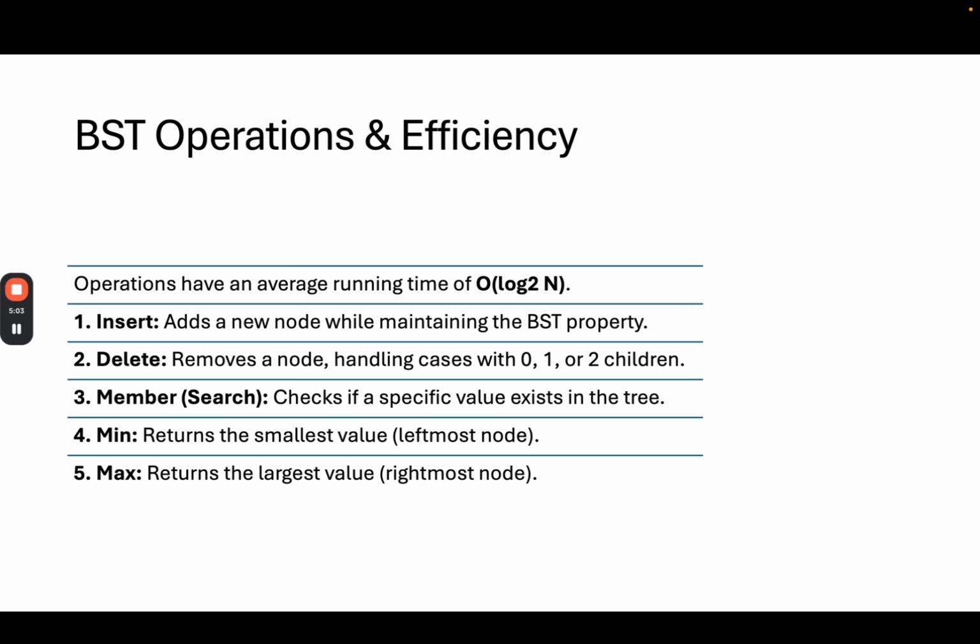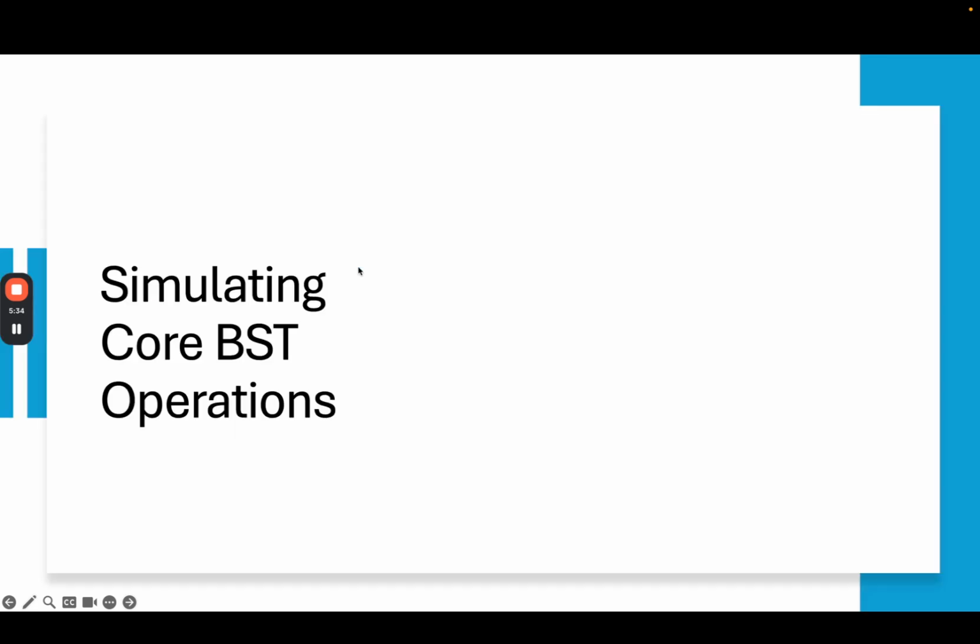Operations and efficiency. The operations of a BST have an average runtime of O of log base 2 of n. Insertion, deletion, and member are the usual operations that we run. So just like with any abstract data type, we have adding a new node, removing a node, checking for a specific value existing in the tree, and then returning the smallest or largest value in the tree. So let's try to simulate the core BST operations.